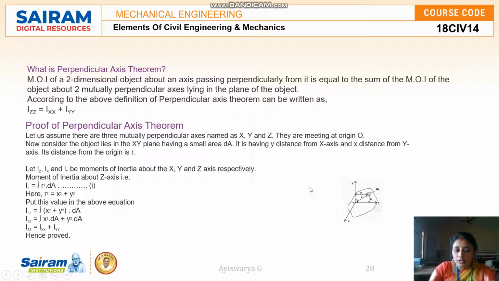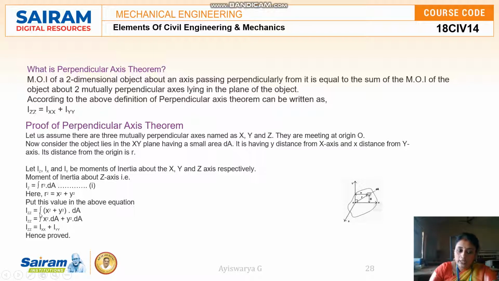Let us assume there are three mutually perpendicular axes named x, y and z, meeting at O. Consider the object lying in the xy plane having a small area dA. It is at a distance y from the x-axis, x from the y-axis and r from the z-axis. Let Izz, Ixx and Iyy be the moments of inertia about the z, x and y axes respectively. We know the formula for moment of inertia is the integration of r square into dA. Also, r square is equal to x square plus y square. So just put the value in the above equation.